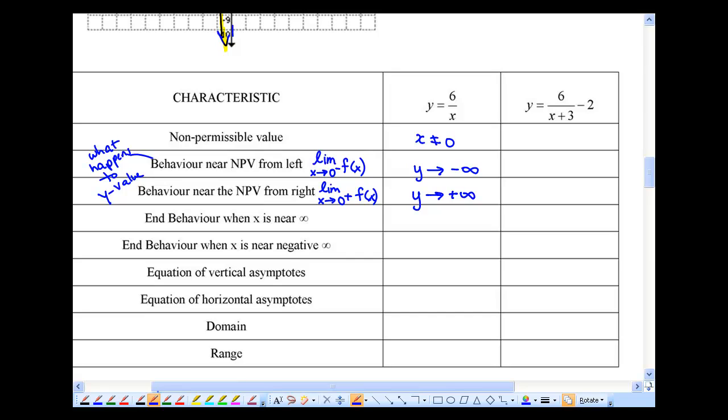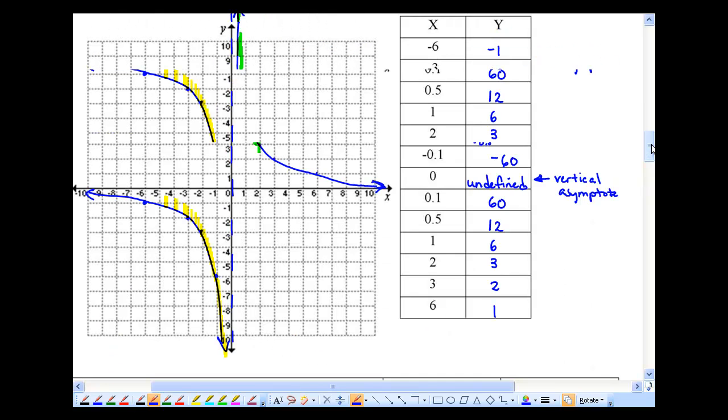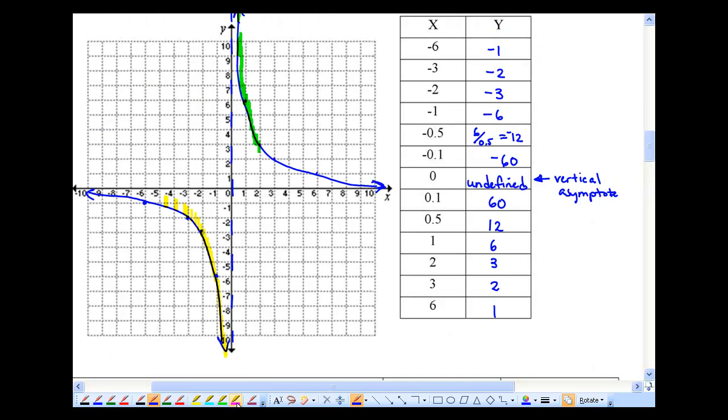Here it says the end behavior when x is near infinity. So what I'm saying here is find the y value, and I'll use the calculus notation if you want, as x approaches infinity. That means what happens when x is really large. And if I look at the graph, I'm talking about this stuff over here, and it seems like it gets closer to 0.